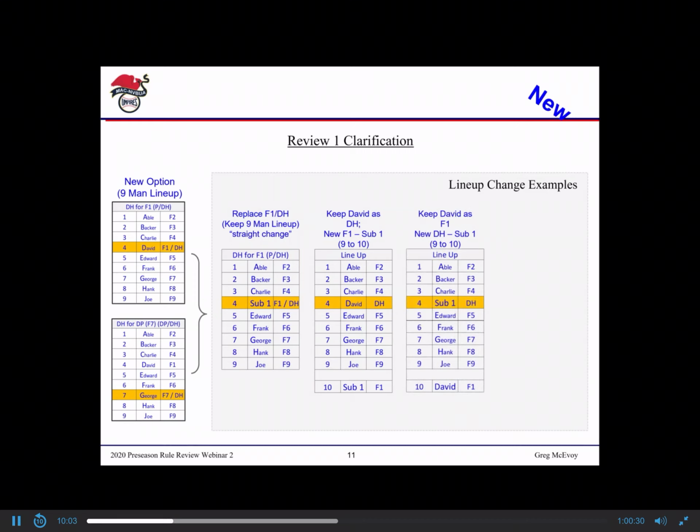They can do just the reverse. They can keep David as the pitcher, and then bring in a DH as the substitute. So again, we're going from 9 to 10.